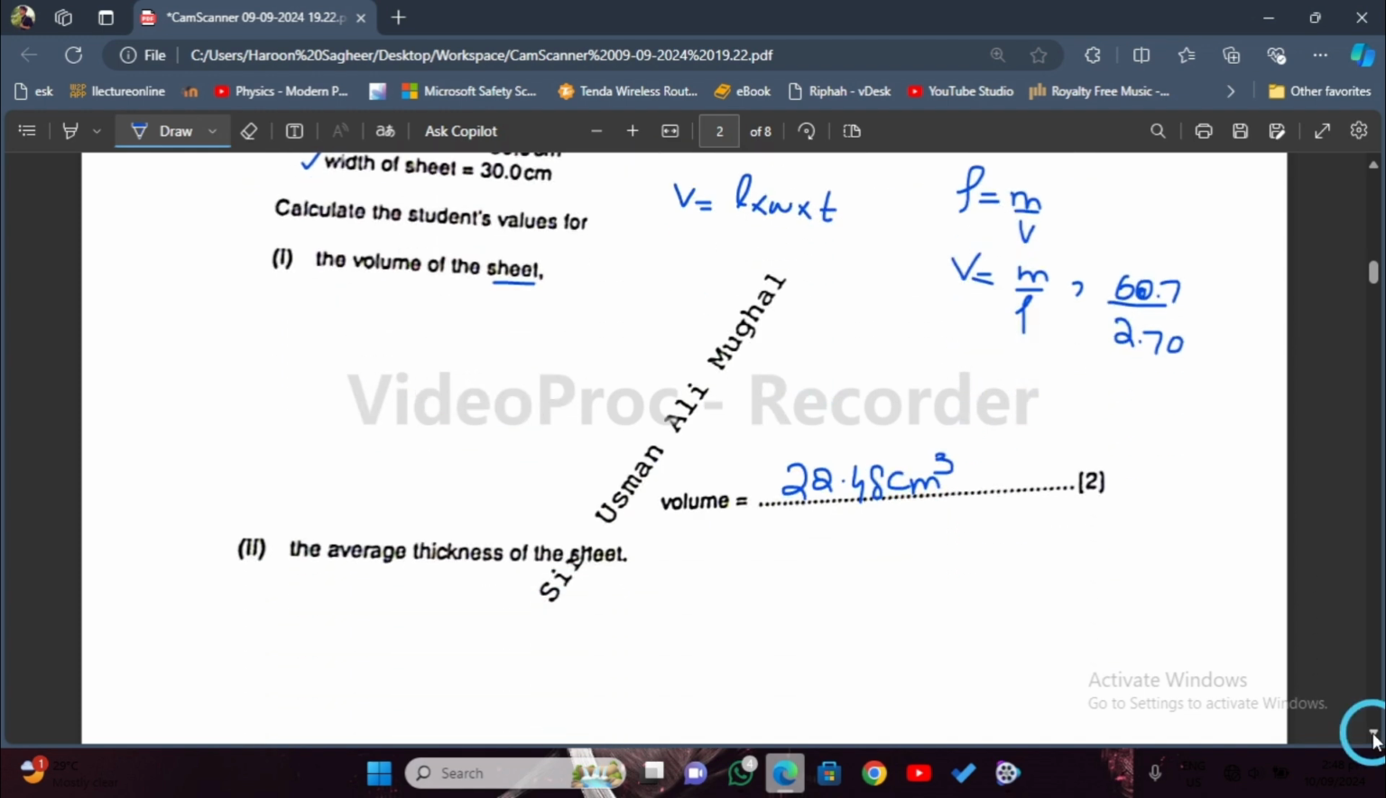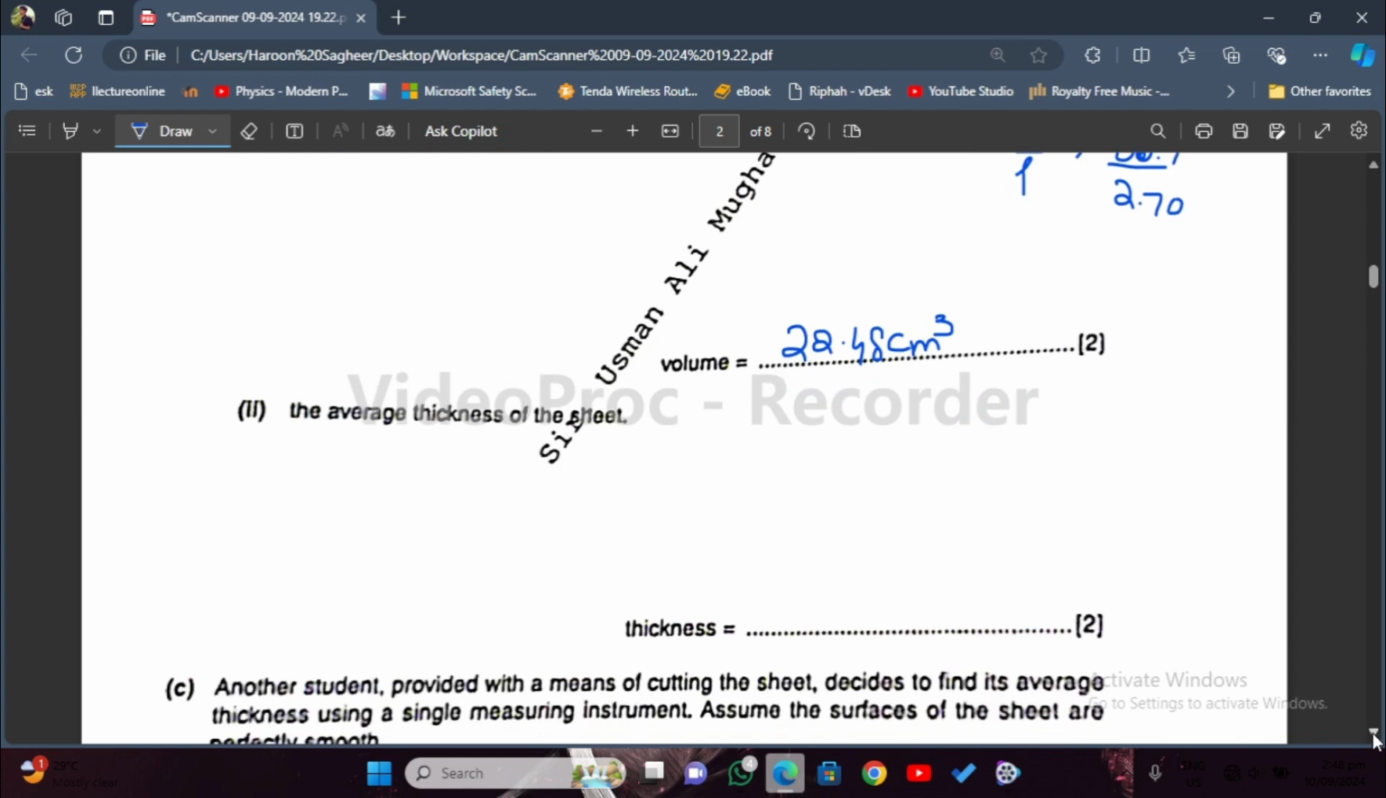Alright, now after that we need to find the average thickness. It can be calculated using this formula. Let me tell you how this formula is first derived. We know that volume is given by length multiplied by width multiplied by thickness, or height. If we multiply length with width, we basically get area. So it is basically area times thickness. Therefore, thickness equals volume over area.